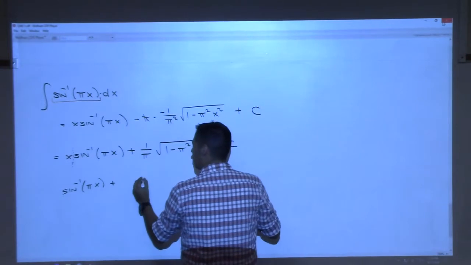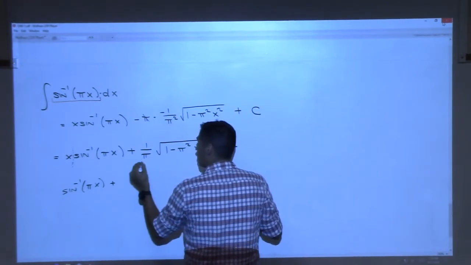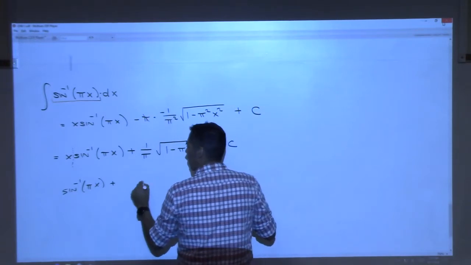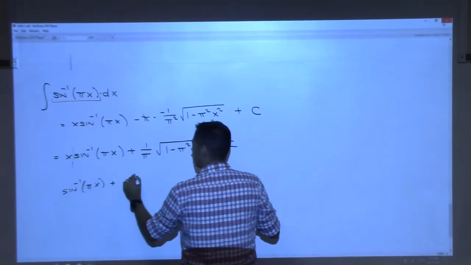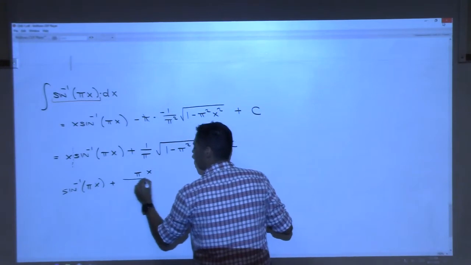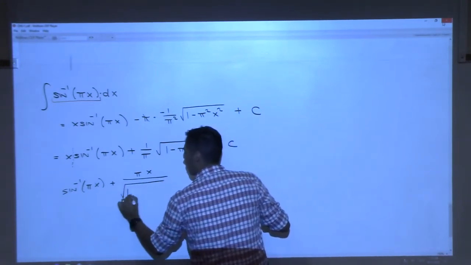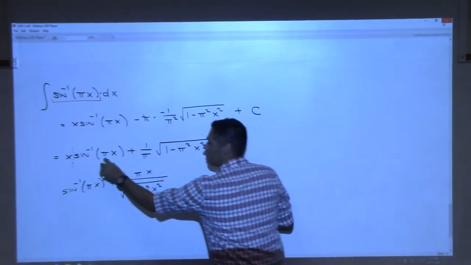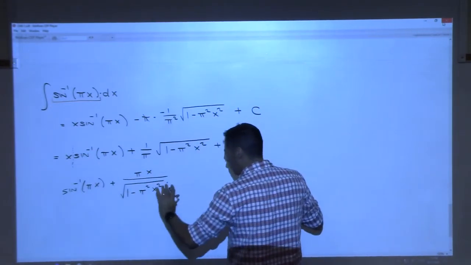What's the derivative of this? 1 over square root of blah, blah, times pi, chain rule, and then times x. Pi x over square root of 1 minus pi squared x squared. That's the derivative of this times this. Okay, done with product rule.